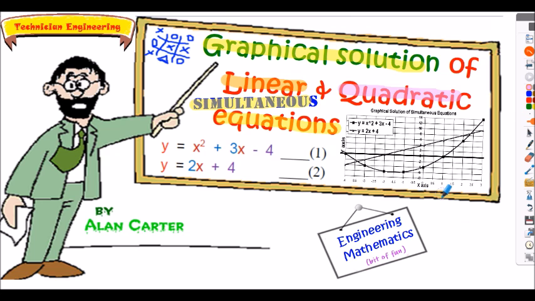Within this presentation we'll be given two equations, one in the form of a quadratic equation of the form y equals ax squared plus bx plus c, and one in the form of a linear equation y equals mx plus c. For the graphical solution, we evaluate coordinates related to each of these equations and then plot the respective equations on a graph. For the graph shown, this would be the quadratic equation plotted, this would be the linear equation plotted, and where the lines intersect are the solutions.